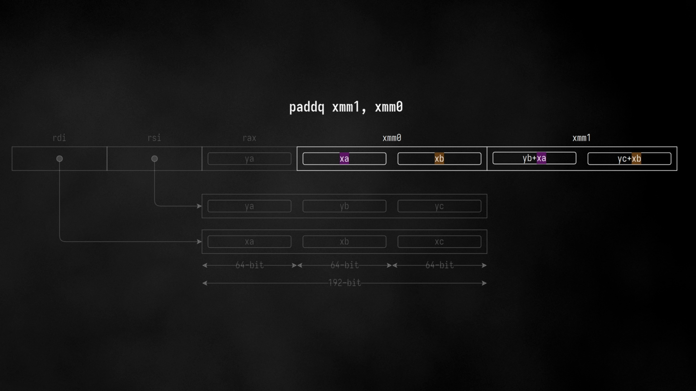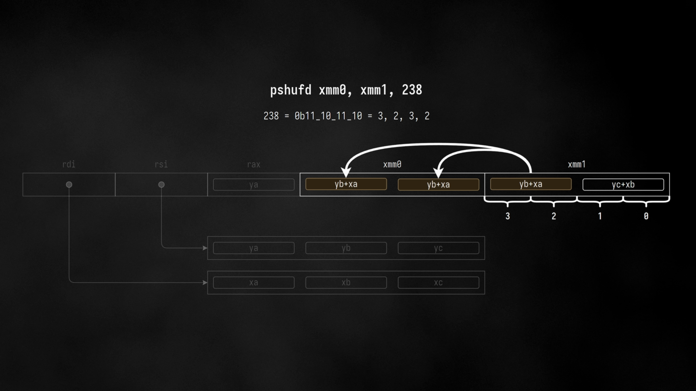paddq, add packed quad word integers, adds both quad words from XMM0 into XMM1. That's 2 additions with a single instruction, multiple data. pshufd, shuffle packed double words, is the most complicated instruction here. It has a destination operand, a source operand, and a third operand that defines the order. It's a series of 4 2-bit integers that define which double words to copy from the source to the destination. Here, the order operand is decimal 238, which in binary is 11101110. If we translate that to 4 decimal numbers, we get 3232, and that corresponds to the higher and lower 32 bits of YB plus XA, which is currently in XMM1. So all it's really doing is copying YB plus XA from XMM1 to both halves of XMM0.